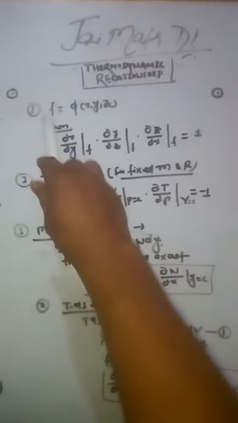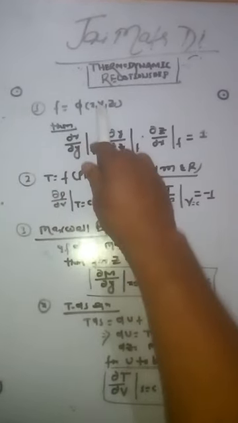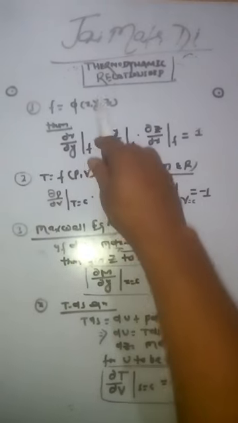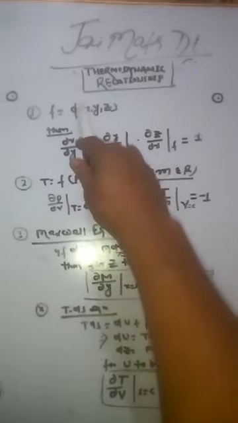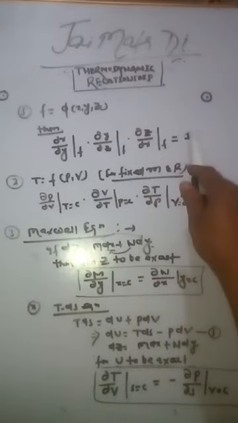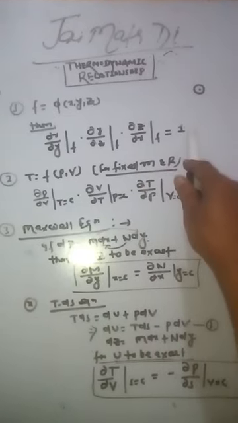So if f is a function of x, y, z, then del x by del y at constant f, into del y by del z at constant f, into del z by del x at constant f, is equal to 1. The product of all three terms will be equal to 1.